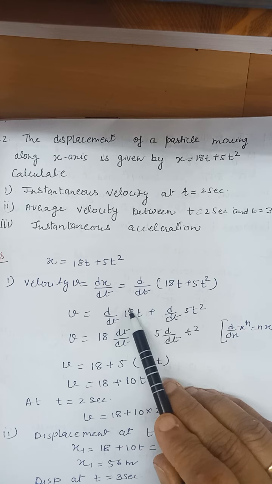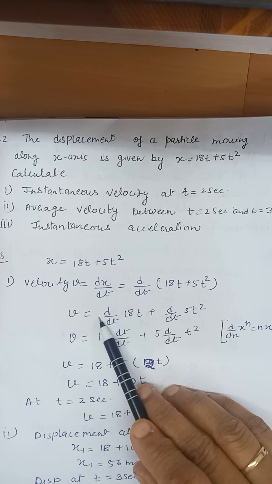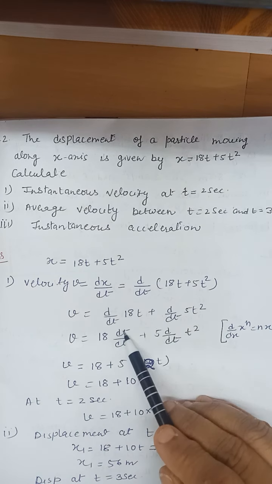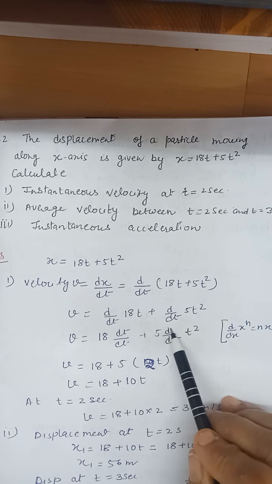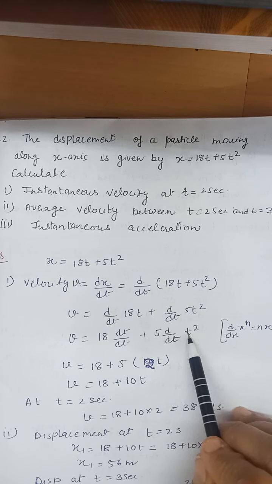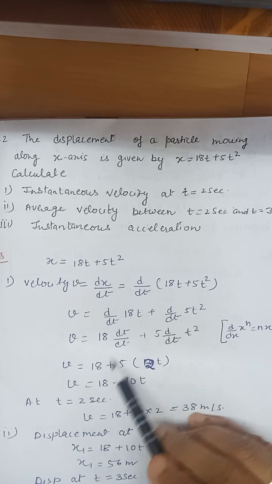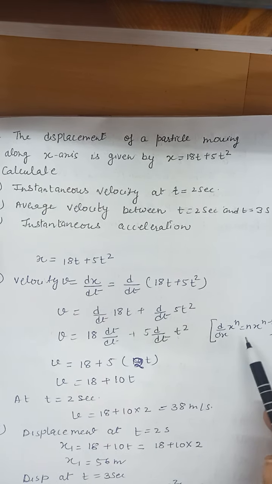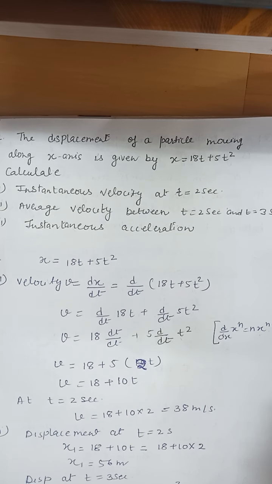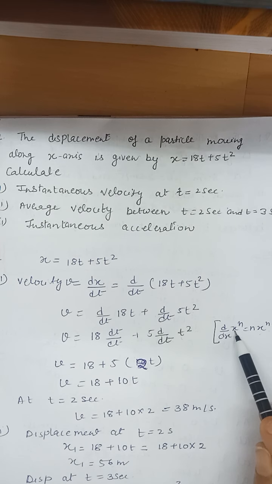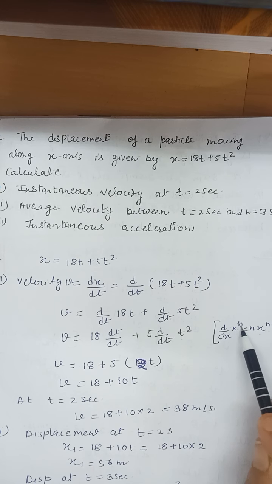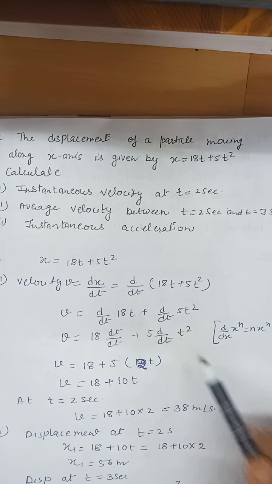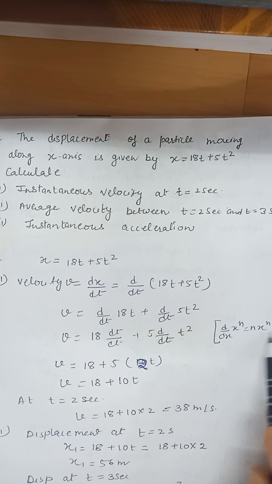Now 18 is a constant numerical value, taken out from the differentiation. Here also 5 is a numerical value taken out from the differentiation. You have got dt/dt here and d/dt of t² here. dt/dt means 1. But here you will apply the formula d/dx of x^n = n x^(n-1). This formula I have already explained. In place of x you have t, in place of n you have 2, and in place of dx you have dt. Clear?